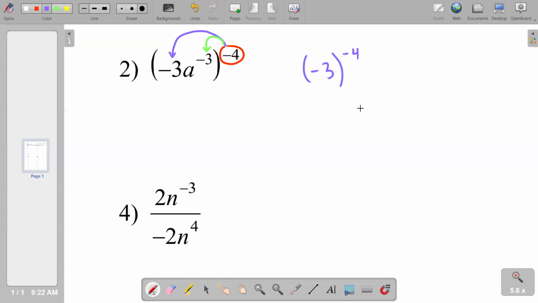And the next distribution is the green one, and it says, I am already an a to the -3rd power, and you are going to apply to me a new power of -4. Got it?